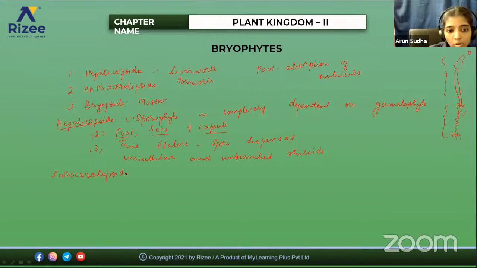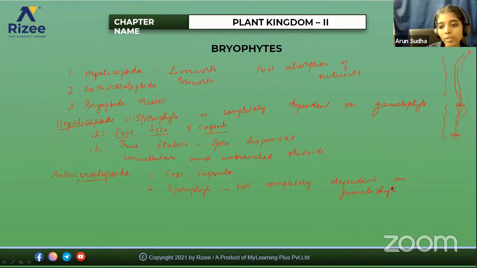Anthocerotopsida onwards. So the main difference here is the sporophytic phase. It consists of foot and capsule. There is no seta here. So this also differs from species to species. And sporophyte is not completely dependent on gametophyte.